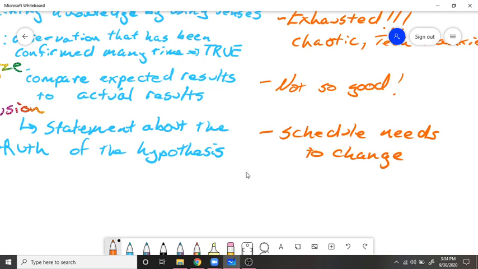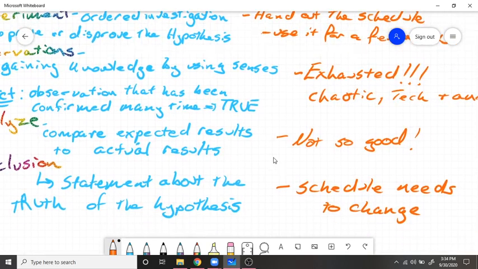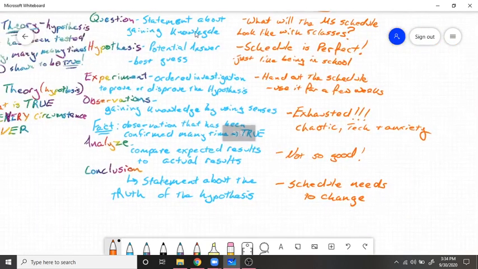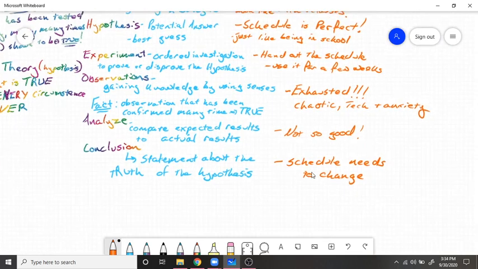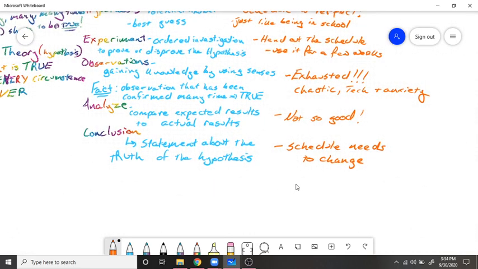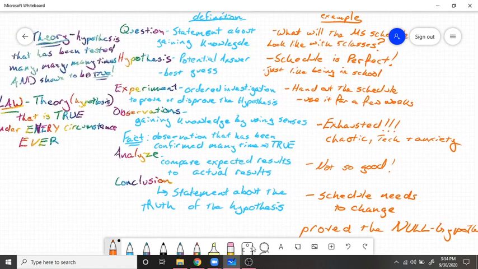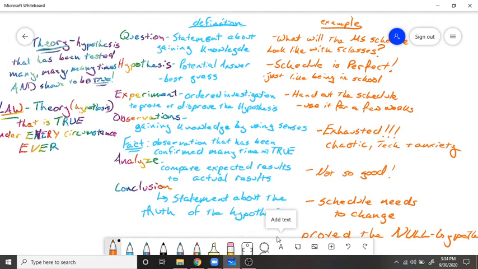Did the conclusion match my hypothesis? No. In fact, it proved what is called the null hypothesis. Not that the hypothesis was wrong, but that something else was in fact true. And what it ends up doing is generating another question.